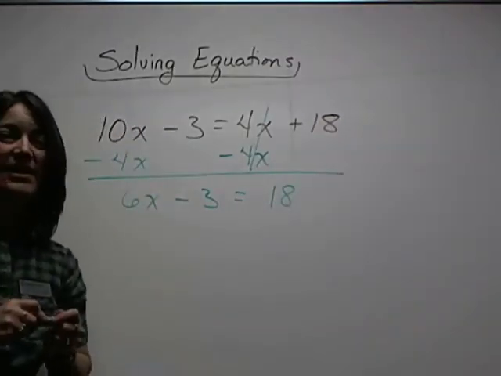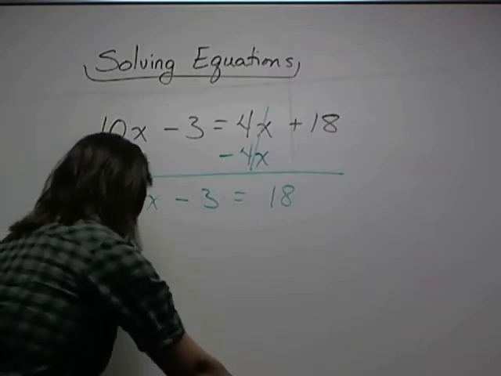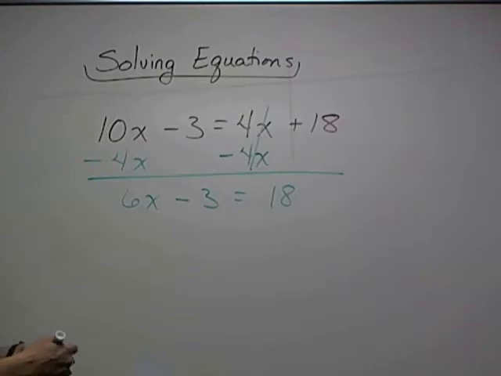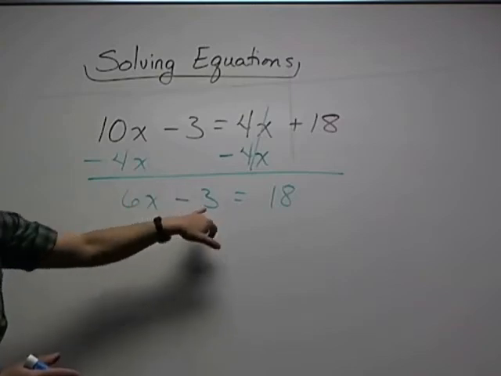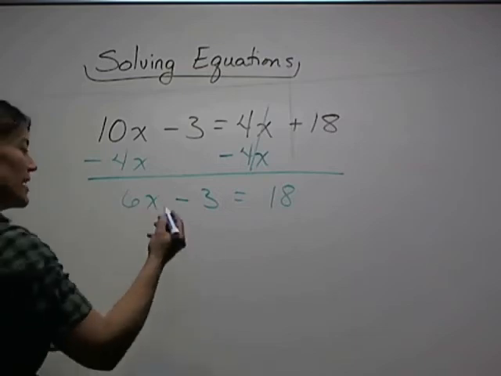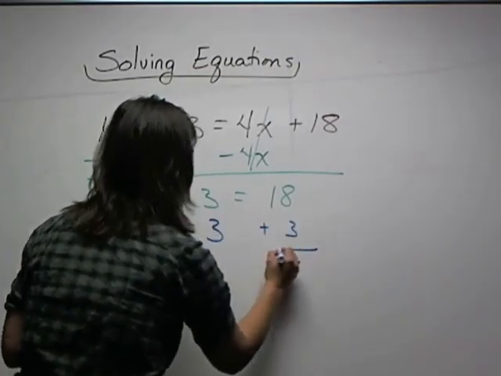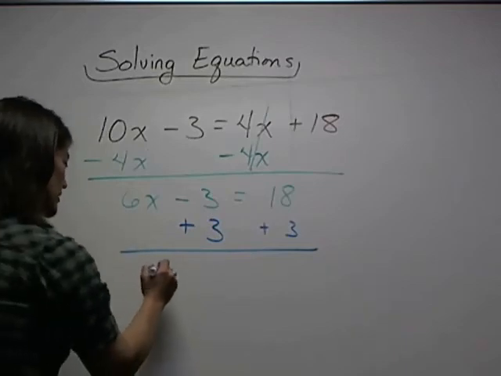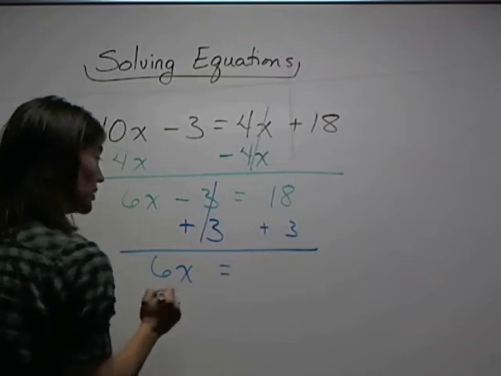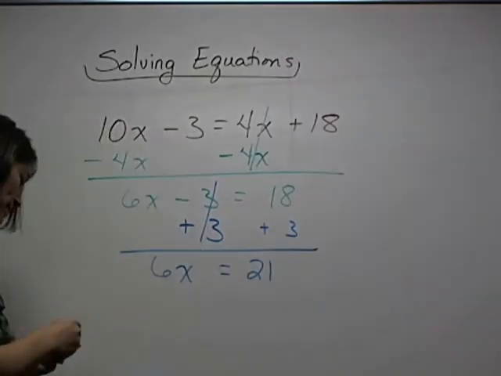And now we're back to having a two-step problem like we did previously. So our next step is to get the constant values on the same side. In order to do that, I need to move this 3. The 3 is negative, so I do the opposite of that, which is to add 3, making it a positive 3. And then we simplify that. The 3's cancel out, which is the point of doing it. 18 plus 3 gives us 21.